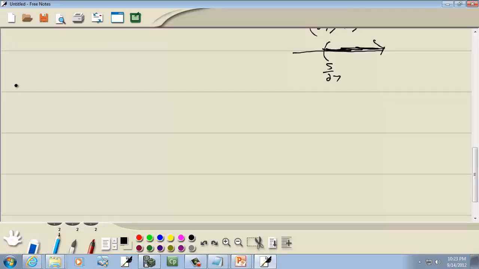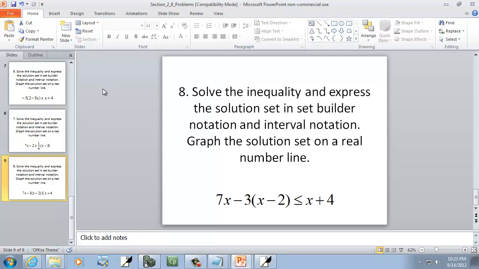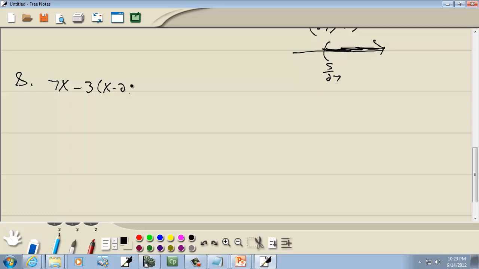Let's look at the last problem here. 7x minus 3 times x minus 2 is less than or equal to x plus 4. Okay, first step, get rid of parentheses. We're going to take this negative 3, multiply it times the x, and multiply it times the negative 2. Well, negative 3 times x is negative 3x. Negative 3 times negative 2 gives us a positive 6. Now at any step, combine together like terms. 7x minus 3x gives us 4x.